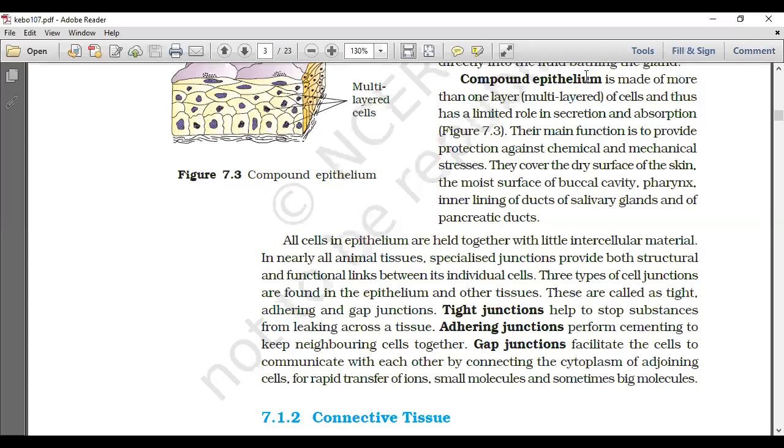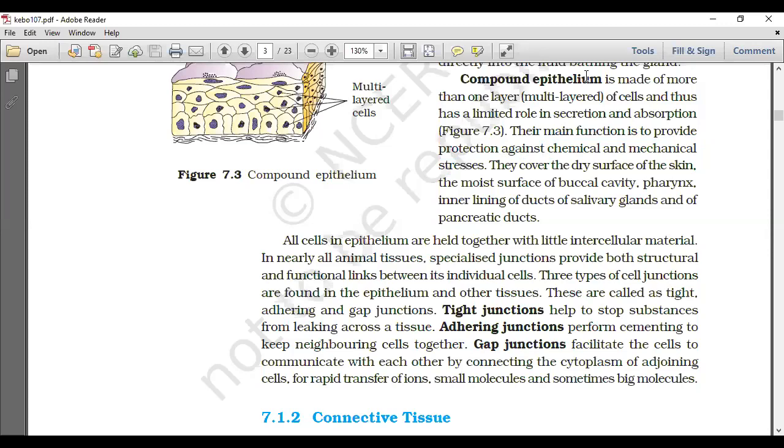Compound epithelium is made of more than one layer, multi-layered cells, and thus has a limited role in secretion and absorption. A very important thing to be remembered is that the compound epithelium has a limited role in secretion and absorption. Its main function is to provide protection against chemical and mechanical stresses.